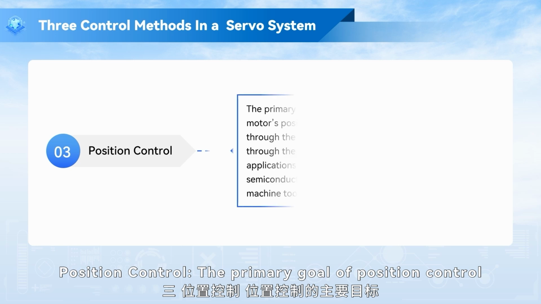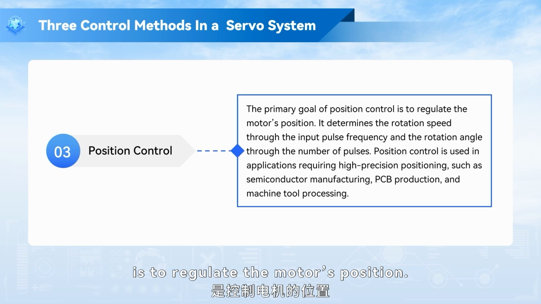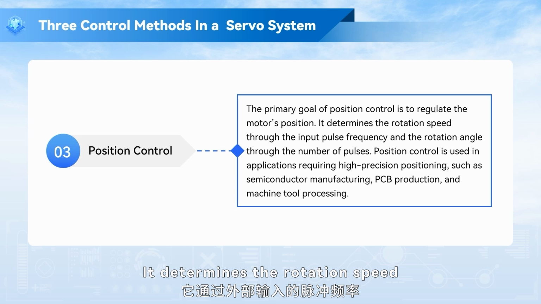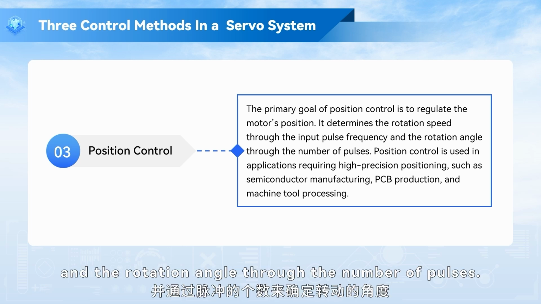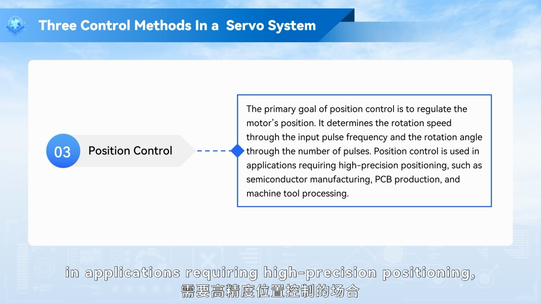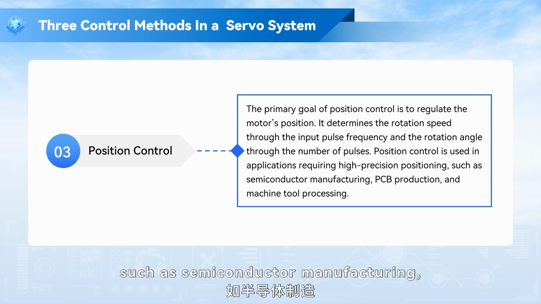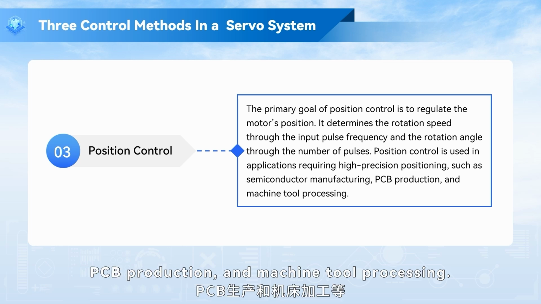Position control. The primary goal of position control is to regulate the motor's position. It determines the rotation speed through the input pulse frequency and the rotation angle through the number of pulses. Position control is used in applications requiring high-precision positioning, such as semiconductor manufacturing, PCB production, and machine tool processing.